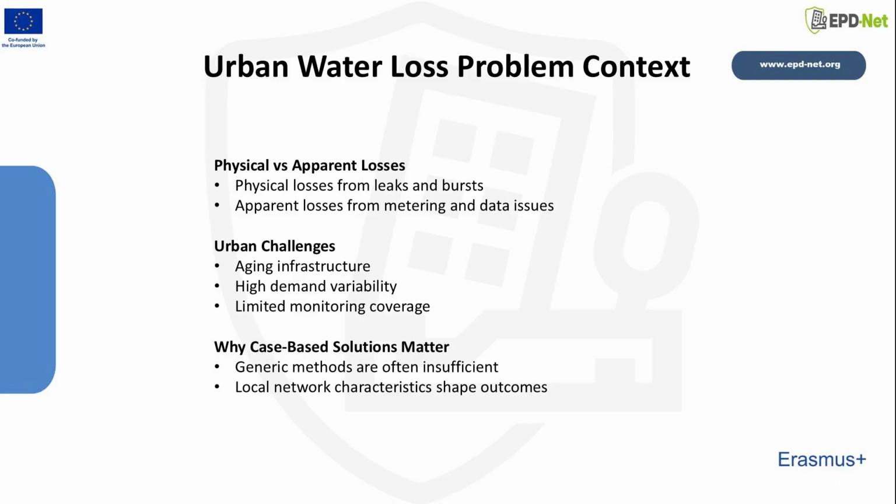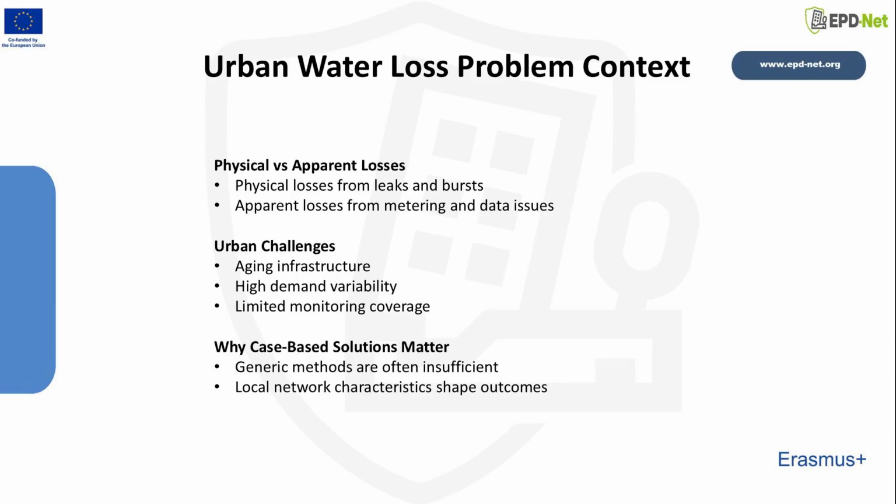Urban water loss is a complex problem that includes both physical and apparent losses. Physical losses occur due to leaks, bursts, and overflows in the distribution network, while apparent losses are related to metering inaccuracies, data handling errors, or unauthorized consumption. Both types contribute to non-revenue water and reduce system efficiency.